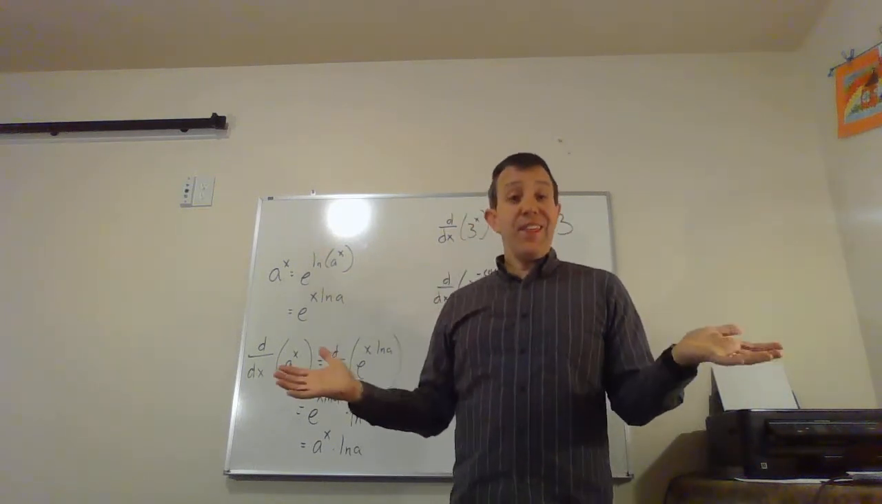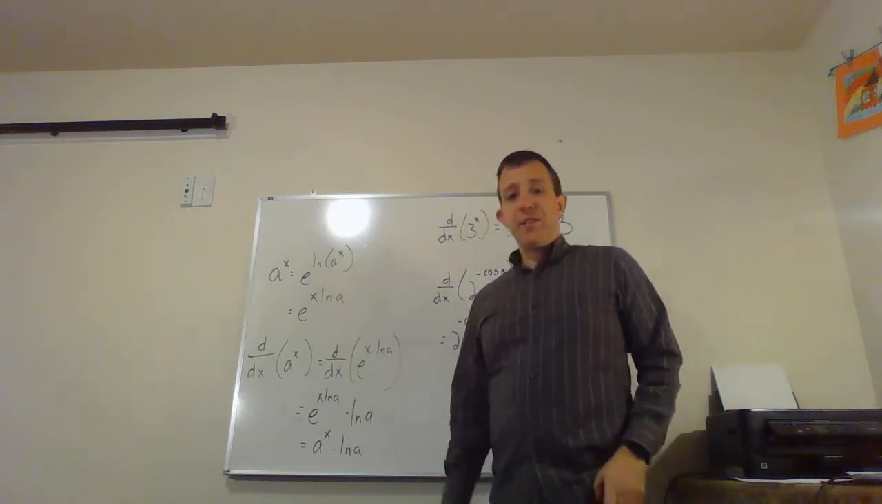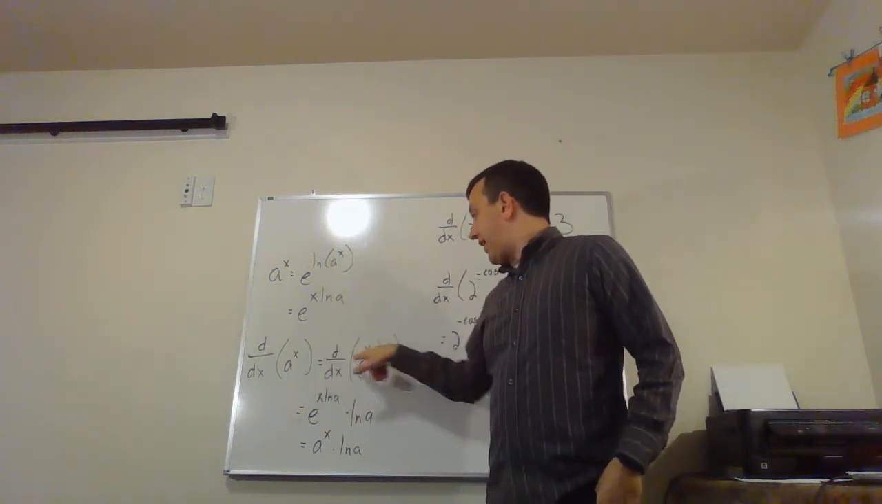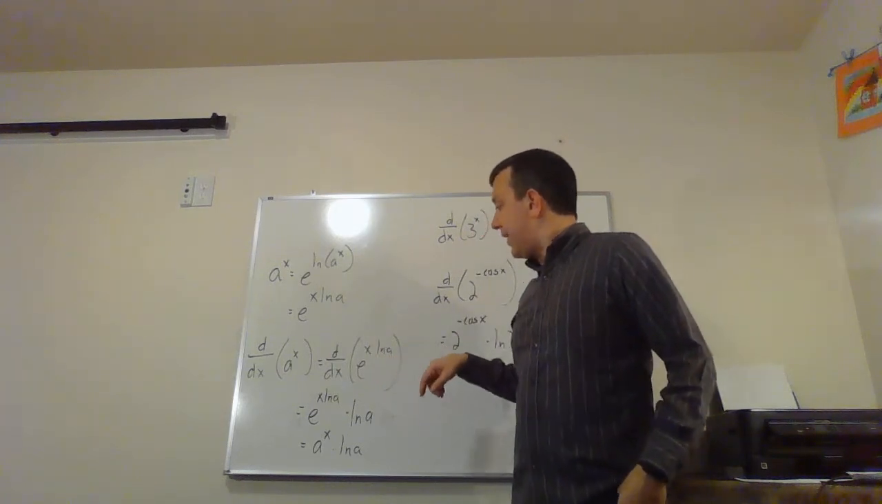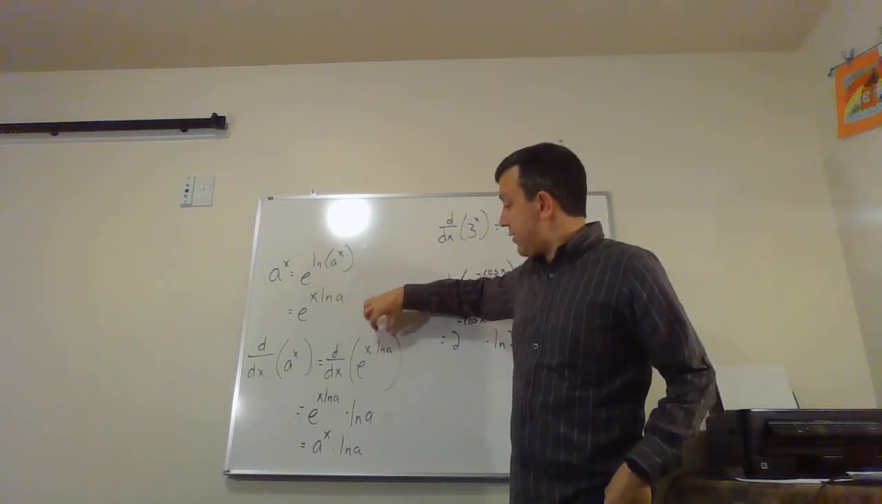You're all like, yay, thanks, that's super. Well, it really is, because now we can take its derivative. Okay, we're going to change the a to the x to e to the x natural log of a. And all this is going to be a chain rule. Natural log of a is just a number.